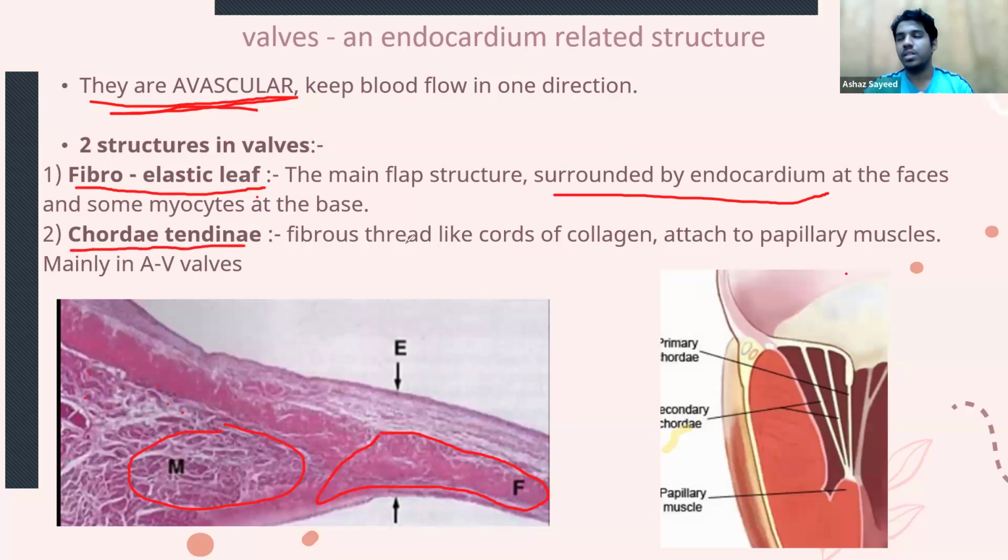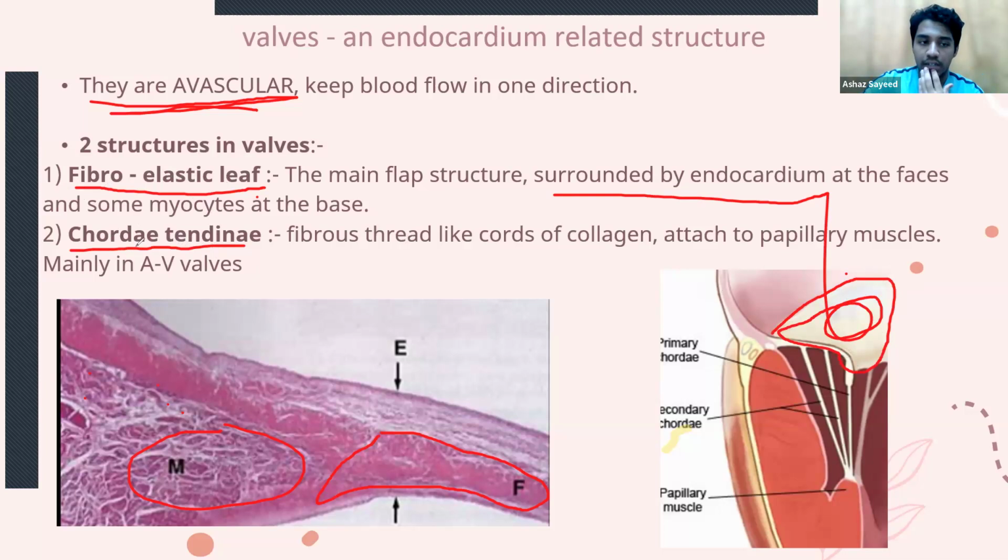It's a description. Please remember these two structures: fibroelastic leaf and chordae tendineae. In this image right here, this is the fibroelastic leaf. Okay, this right here, that's the fibroelastic leaf.